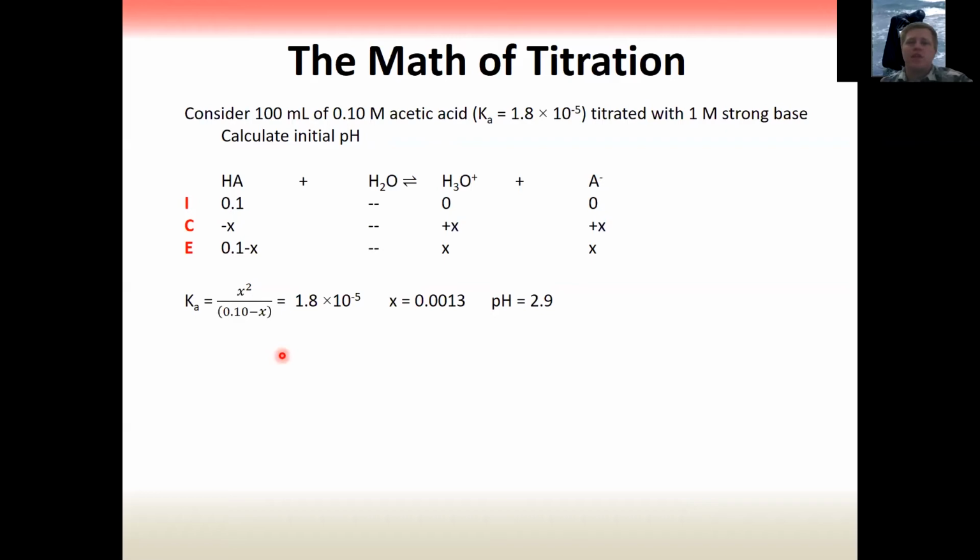The same is true for the Kb equation and the Kw equation and all K equations, assuming they're a capital K. Lowercase k's are, of course, a different story. But this is, of course, how you're going to calculate the initial pH of your solution.